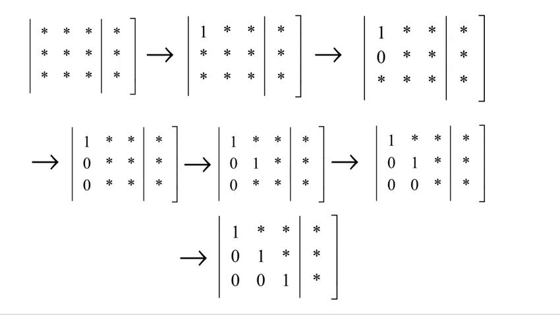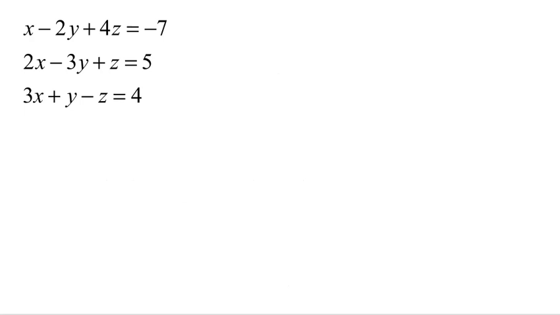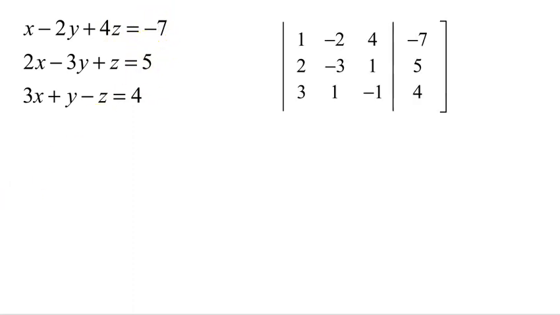So let's take a look at an example. x minus 2y plus 4z is negative 7. 2x minus 3y plus z is 5. And 3x plus y minus z is 4. We're going to make an augmented matrix. First column of coefficients, 1, 2, 3. Second column of coefficients, negative 2, negative 3, 1. Third column of coefficients, 4, 1, negative 1. And then we're going to draw a vertical line to augment the matrix with the answers of negative 7, 5, and 4.